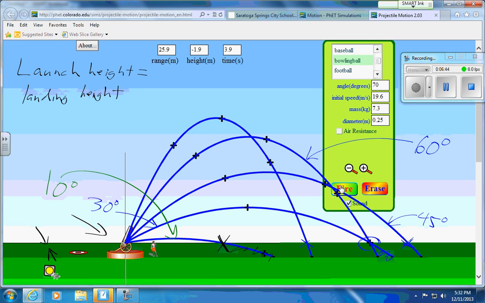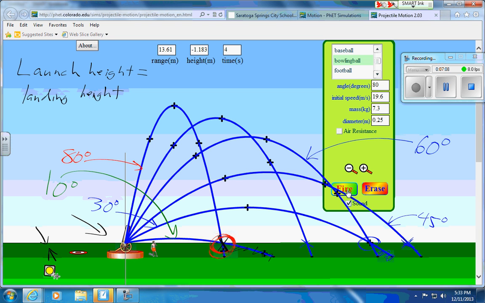I wonder what happens if I do 80 degrees. They said it's not possible. We're going to try it. 3, 2, 1. Going way high. But, boom, that one also lands at the same place as the one launched at 10 degrees. This is the 80-degree launch right here.